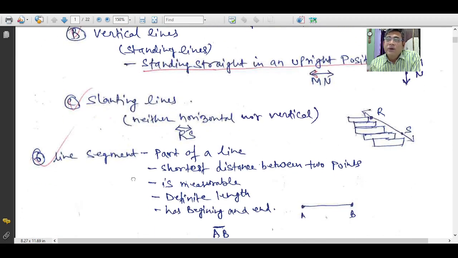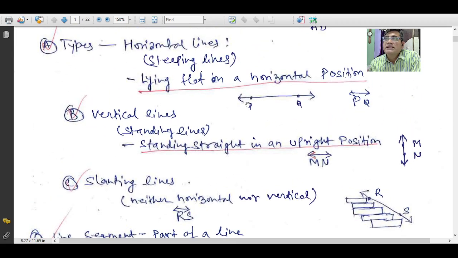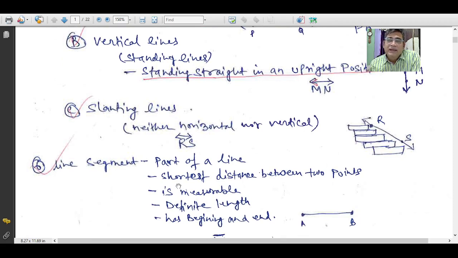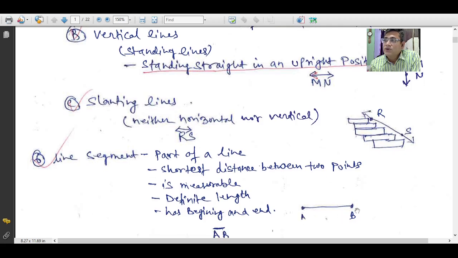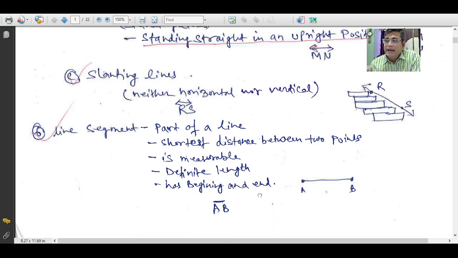Third is line segment. What is a line segment? Line segments are part of a line. So suppose PQ is a line, a part of a line is called a line segment. It is the shortest distance between 2 points. Here you can see A and B are 2 points and the shortest distance between them is called a line segment. It is measurable, having a definite length, with a beginning and an end. It is represented by one line on top of the name, AB with a line. If there is an arrow, then it is line AB, but a line segment doesn't have an arrow. It has got a definite length.